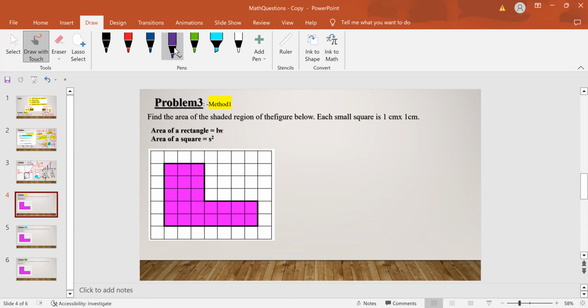Area of a square is what? S raised to the second power, which is S multiplied by S. S represents the side. Okay, so this is a combined shape. So when you have a shape like this, you have to divide it in 2 parts. Sometimes it could be a 3-part or 4-part. It depends on the figure. But here, it will be simple if you divide it in 2 parts.